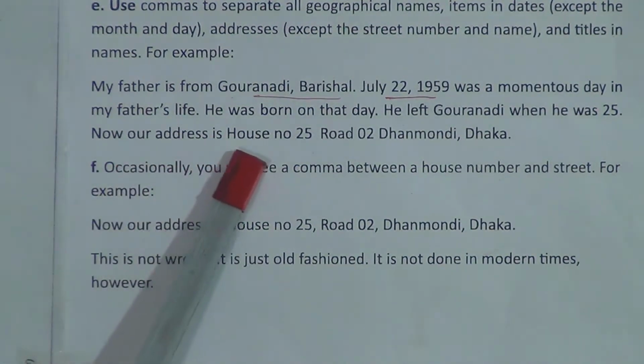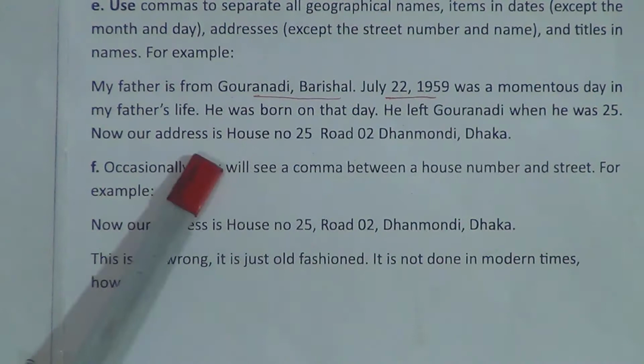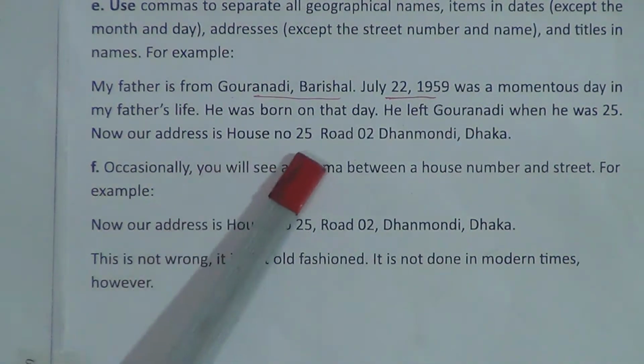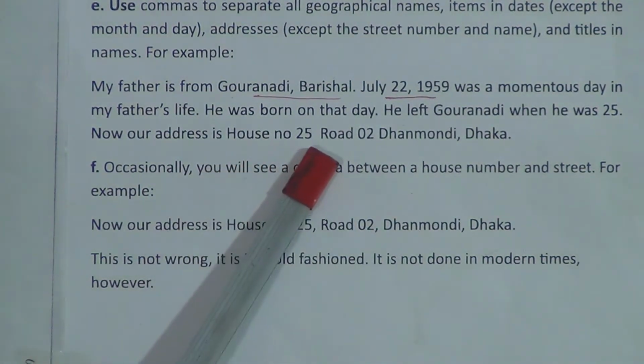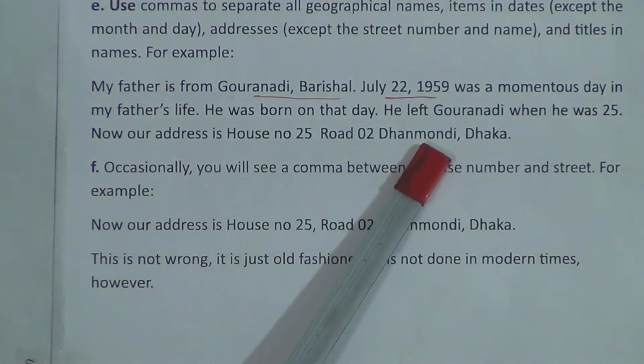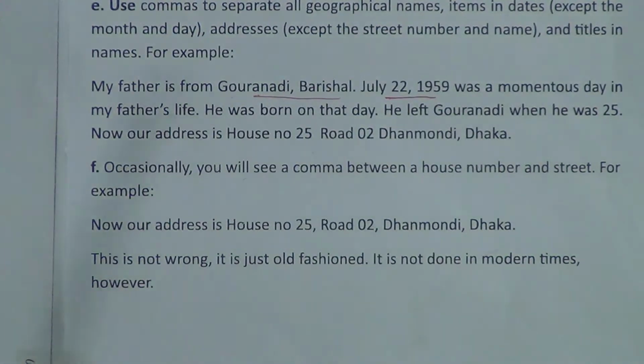Now our address is house number 25, road number 2, Thanmoni, Dhaka. Now look, we do not put a comma between the street number and the house number. Okay, but we put a comma between Thanmoni and Dhaka. So we separate them. But you will also find it like this.